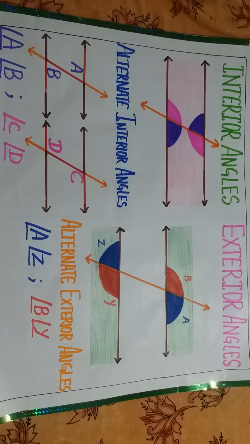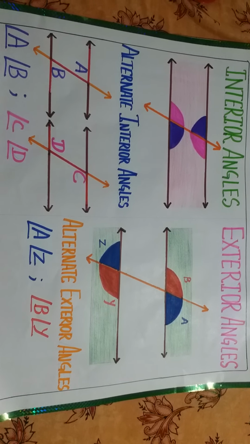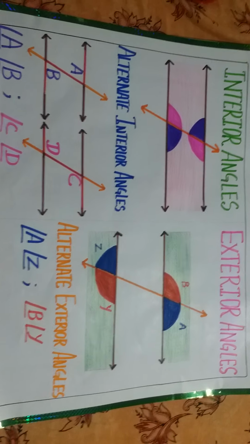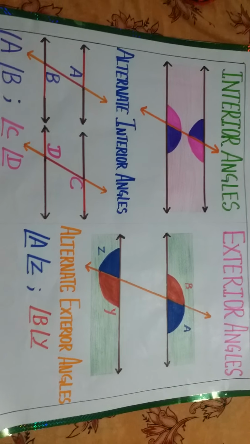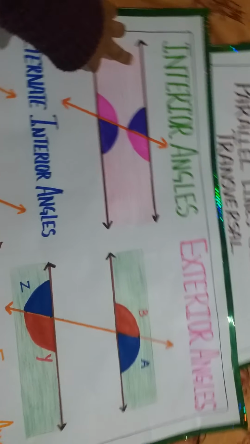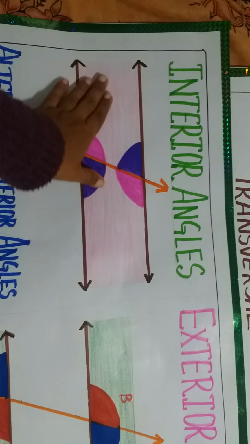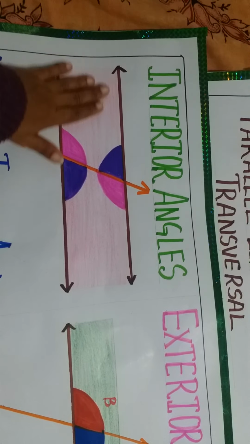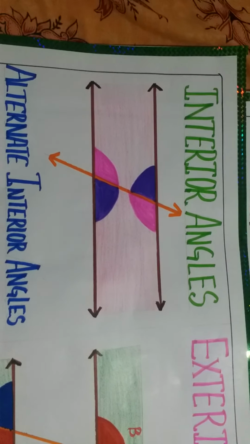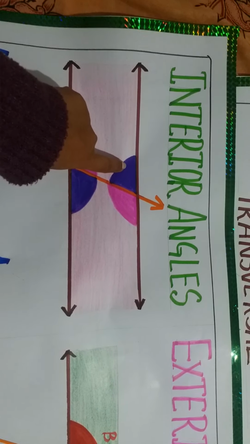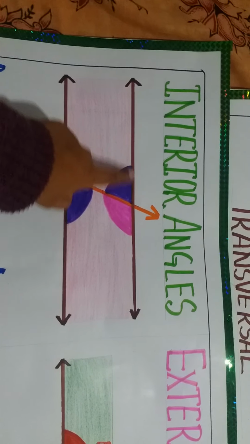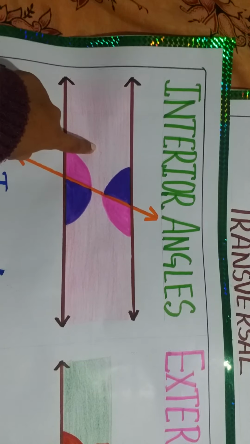When the parallel lines are cut by the transversal line, first interior angles and exterior angles are formed. I have shown one more chart with a simple definition so that you can easily understand. See, these two are the parallel lines. Interior means inside: whatever angles are formed inside the parallel lines are called interior angles. Here one angle, here one angle, and this is one angle, and this is an angle. So totally 4 angles are formed as interior angles.